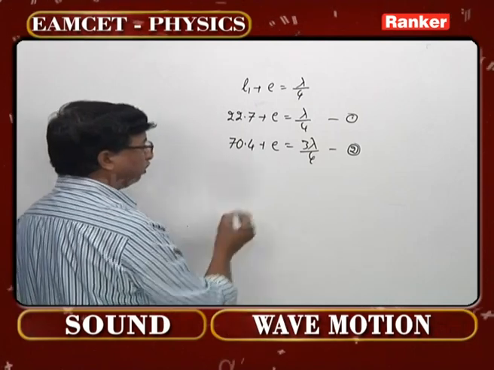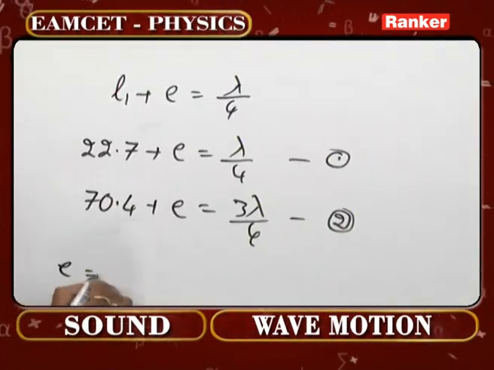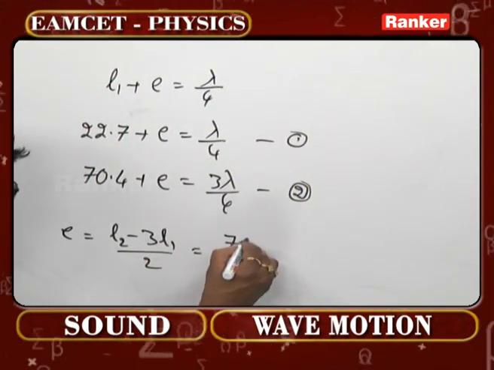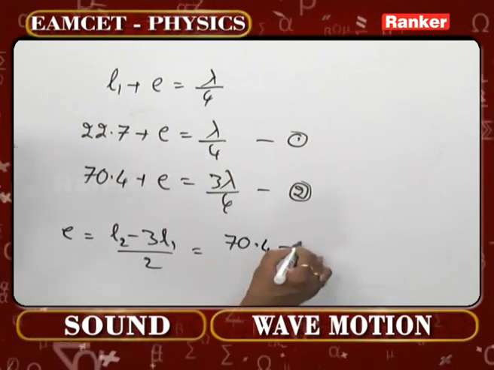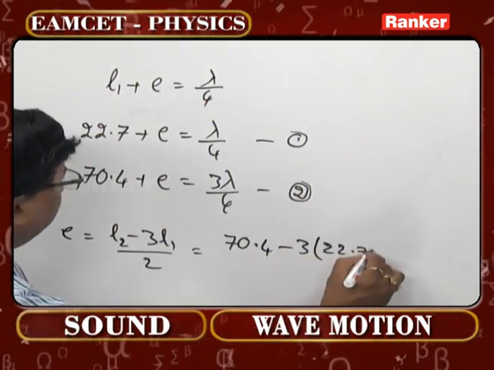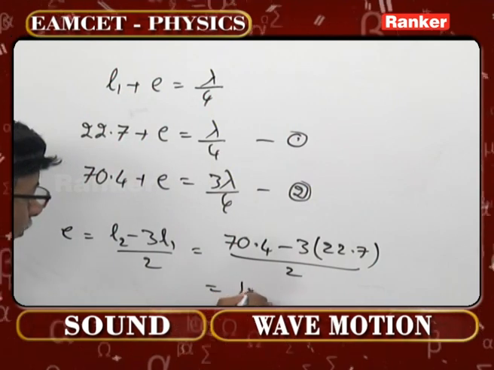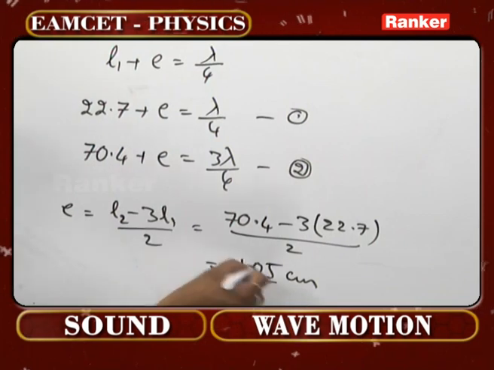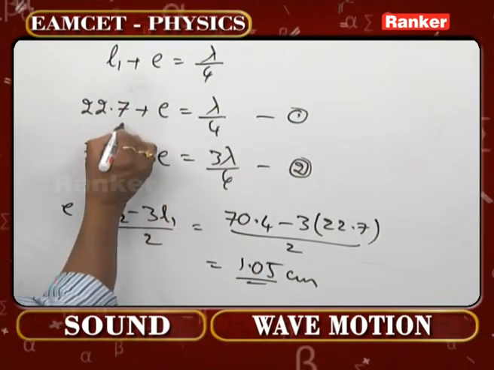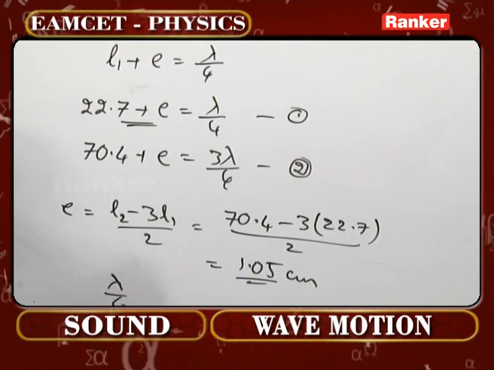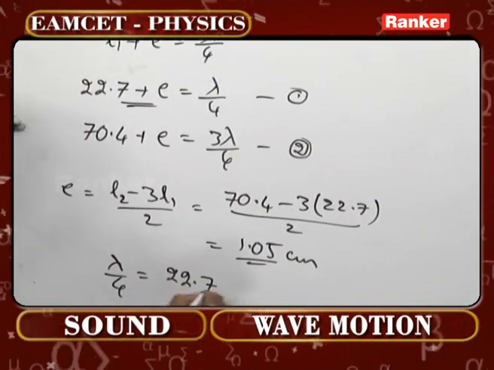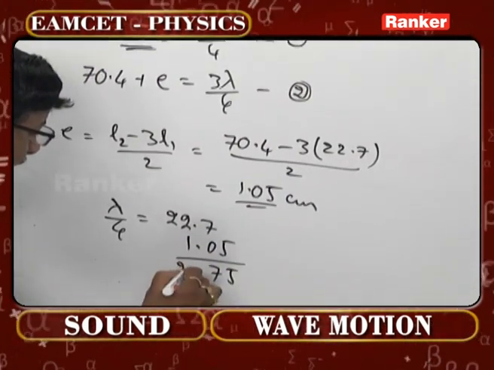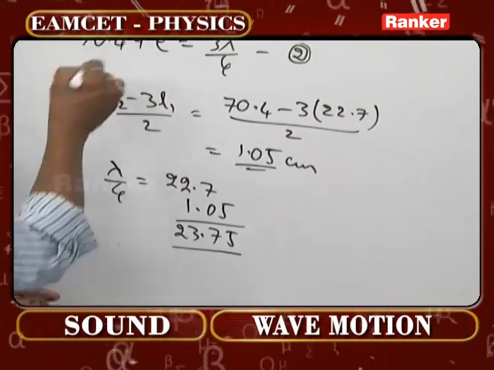That is your second equation. But what is this E called? End correction. Is it not (L2 minus 3L1) by 2? That is (70.4 minus 3 times 22.7) by 2. Exactly you will be getting 1.05 centimeter. So the end correction value is 1.05 centimeter. That you write here. Then what will be lambda by 4 now? 22.7 plus 1.05. How much will it now be? 23.75.